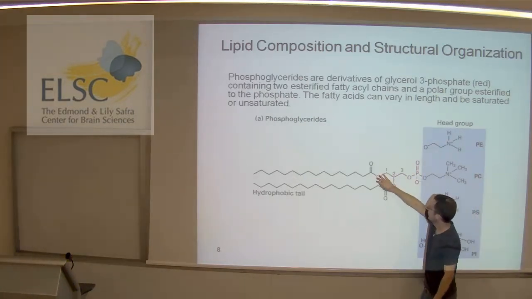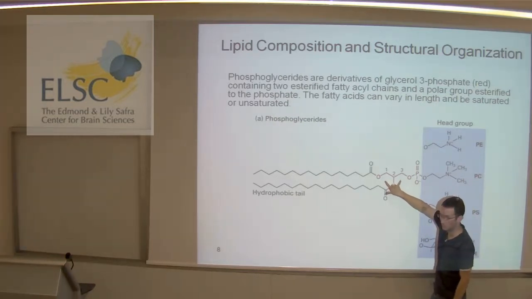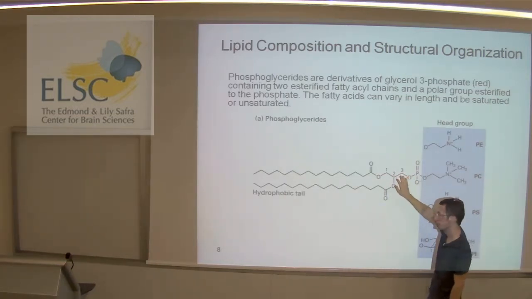The basic backbone of this molecule, which is right here in red, is a glycerol. It's just the way it's built. You have a glycerol and a phosphate, and everything that is built around this basic structure is a phosphoglyceride.